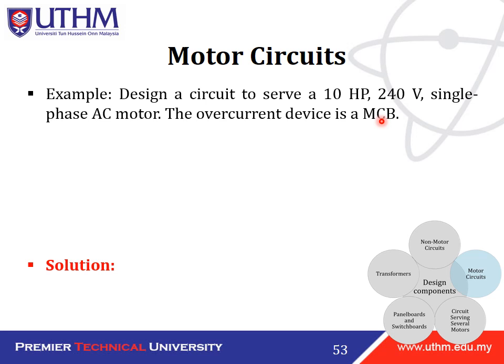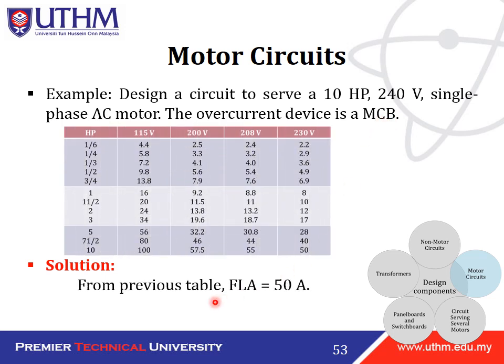So the solution: from the previous FLA table, we know that for the 10 horsepower 240 volt motor, we have an FLA of 50 amp. So this is horsepower, and then this is the range of volt, usually 230 to 240. So we have 50 FLA.